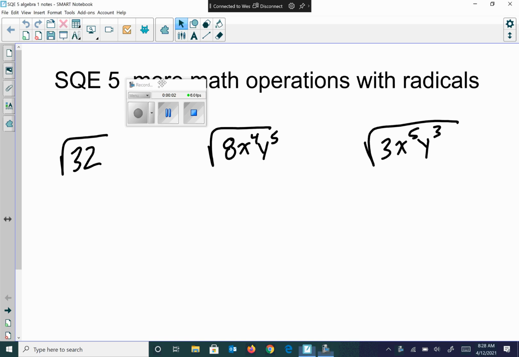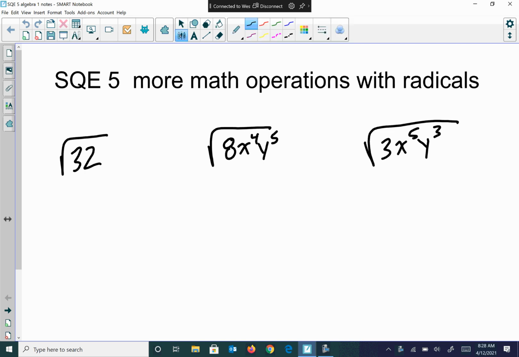All right, so this is a little bit of review of what we've been doing. We want to make sure we break down the math operations with the radicals. So, friends, talk to me.